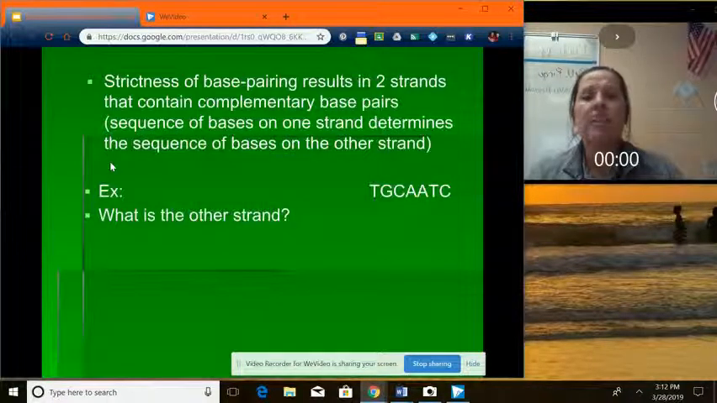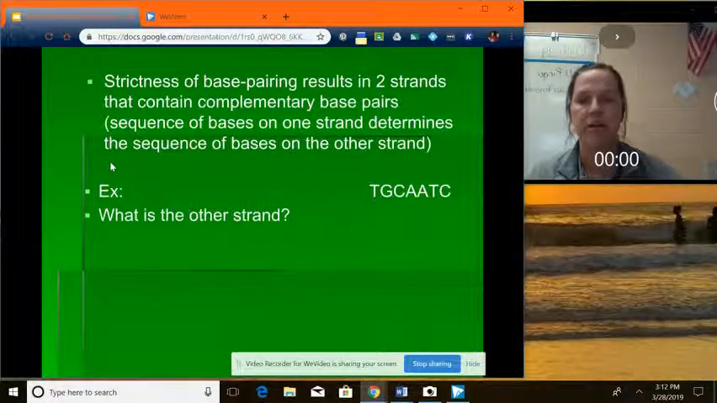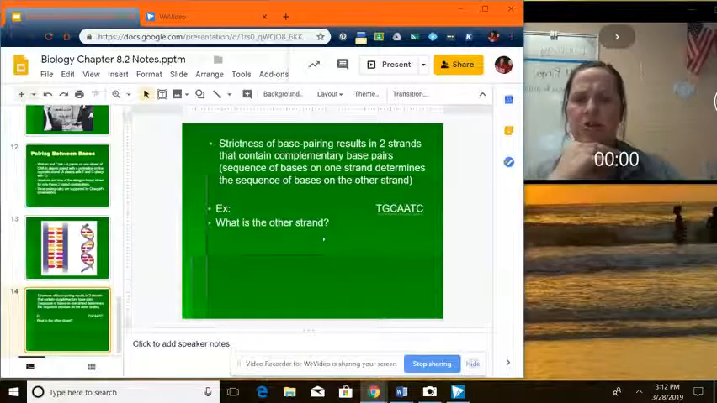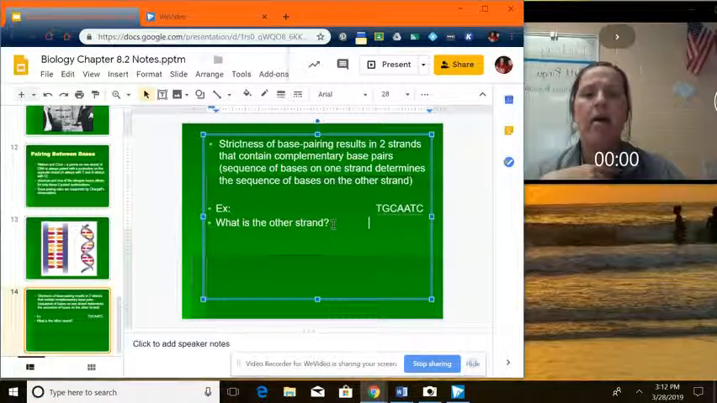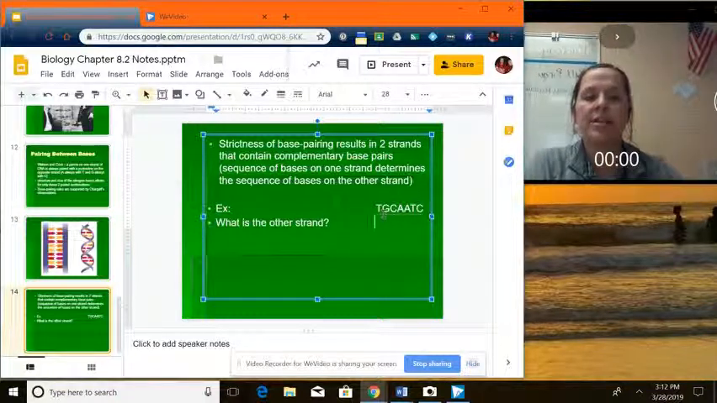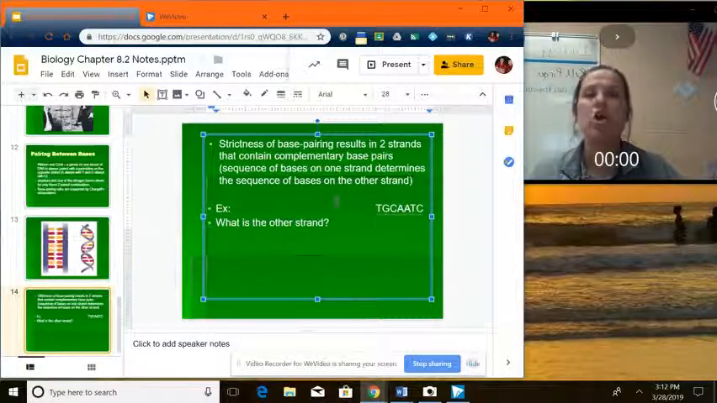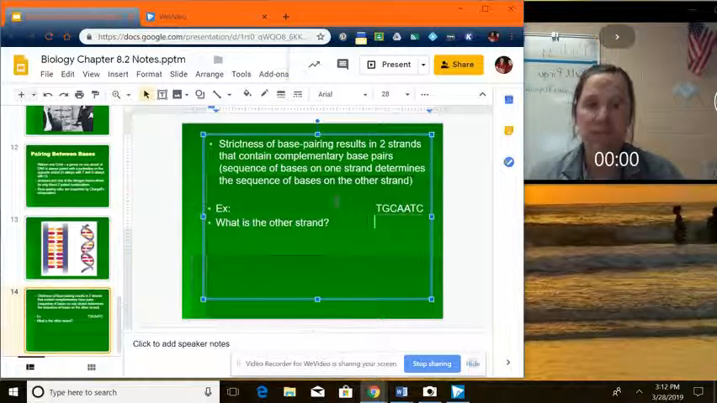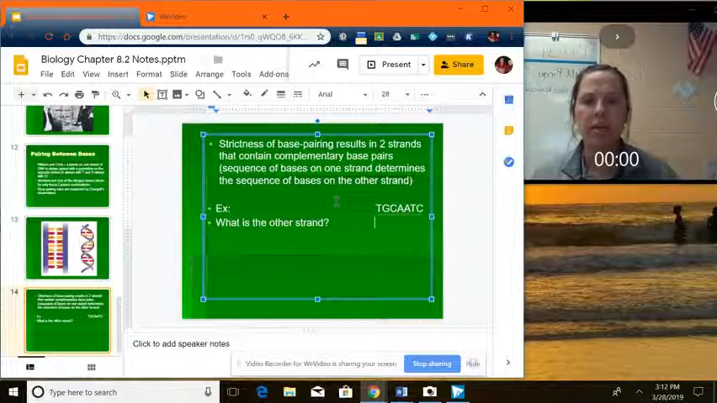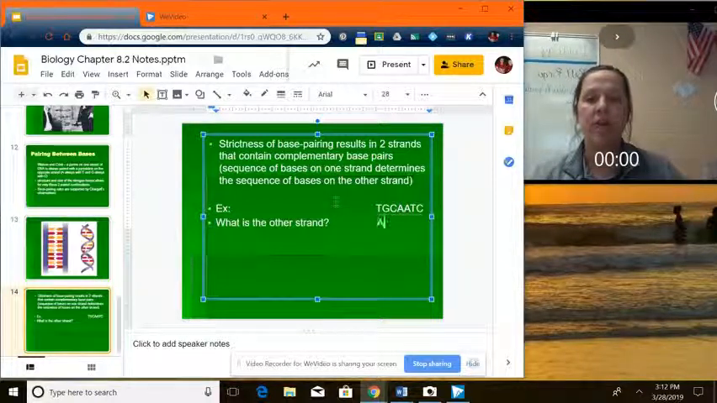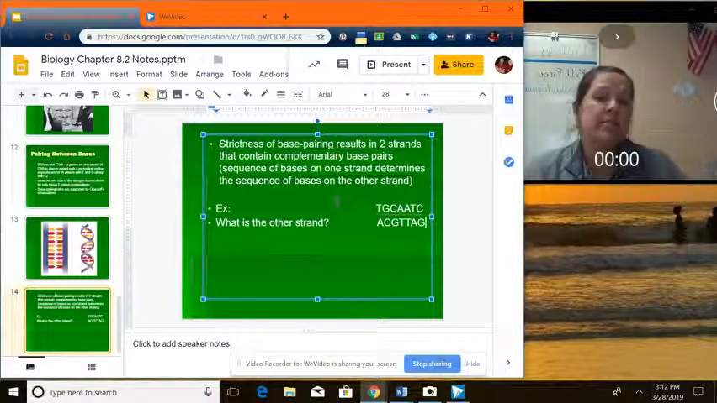Okay, so the strictness of base pairing results in two strands that contain complementary base pairs. I'm going to X out of this here so that I can edit it. For example, if I would give you the strand TGCAATC and ask you, hey, that's one strand of DNA, give me the opposite strand. You always just have to remember A goes with T and G goes with C. So if we look at this, the opposite strand would be A, C, G, T, T, A, G. Okay, and it's as simple as that.